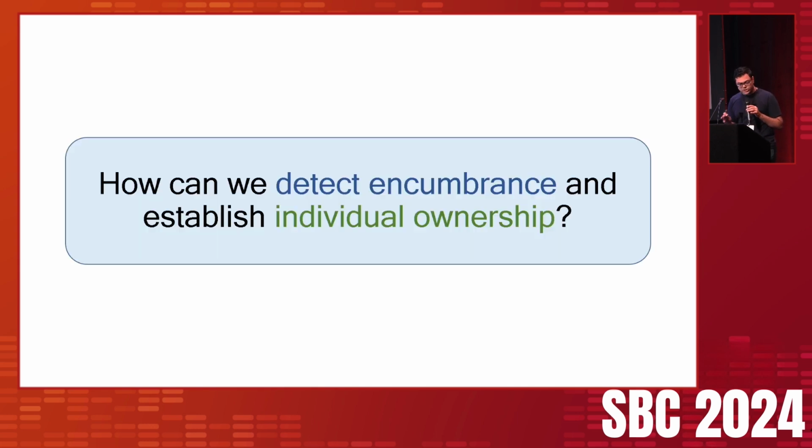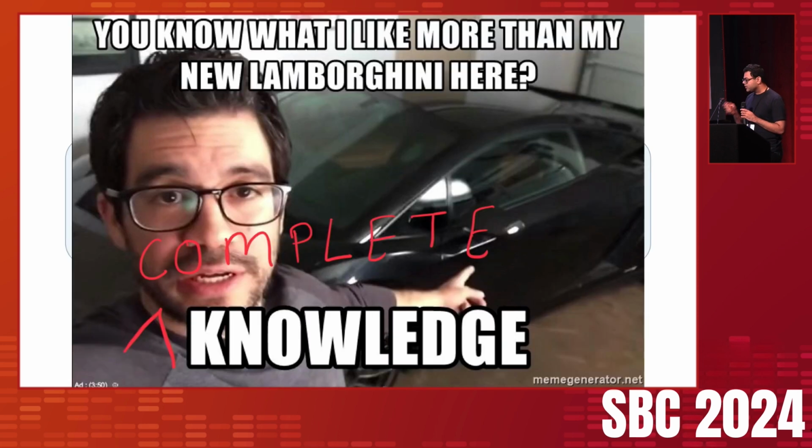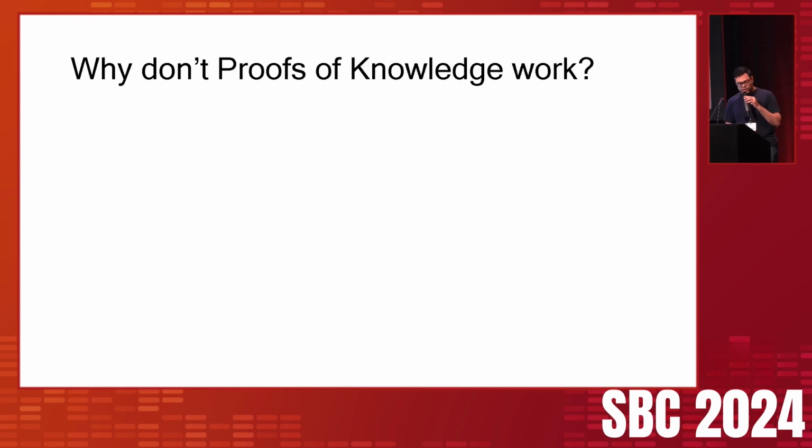So the central question of this work is, how can we detect this sort of encumbrance and establish individual ownership, which standard proofs of knowledge don't actually give us? And this is just a meme I'll leave you with: what we want is complete knowledge. So let's take a step back and understand, why don't these standard proofs of knowledge work?